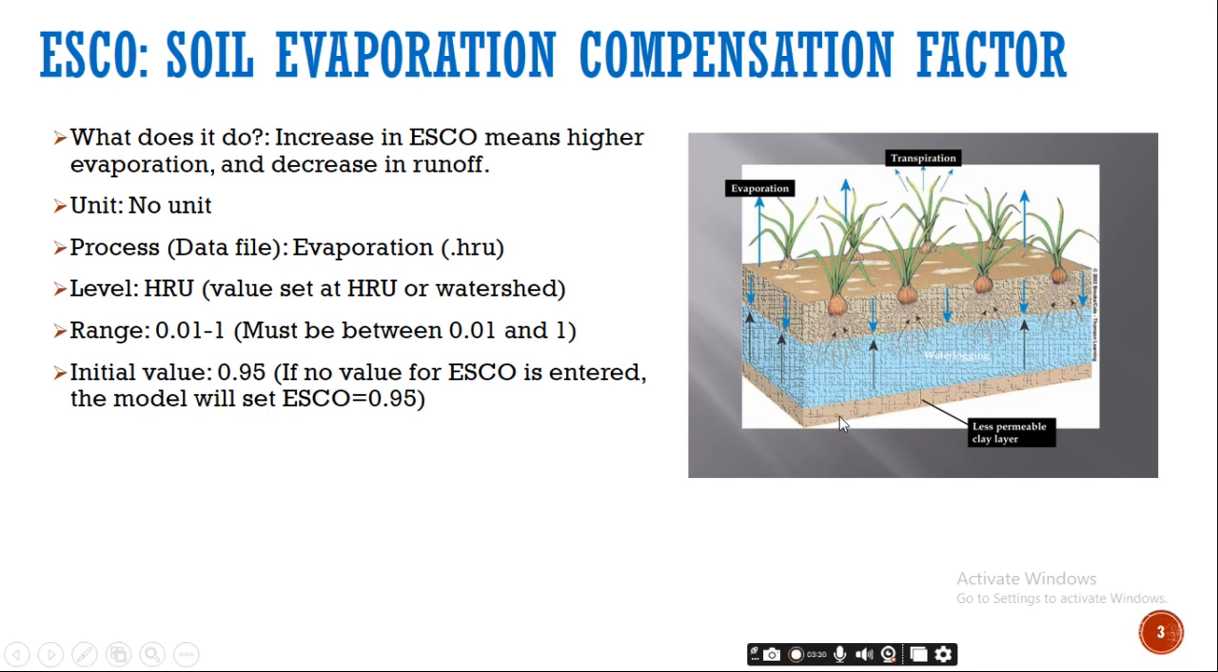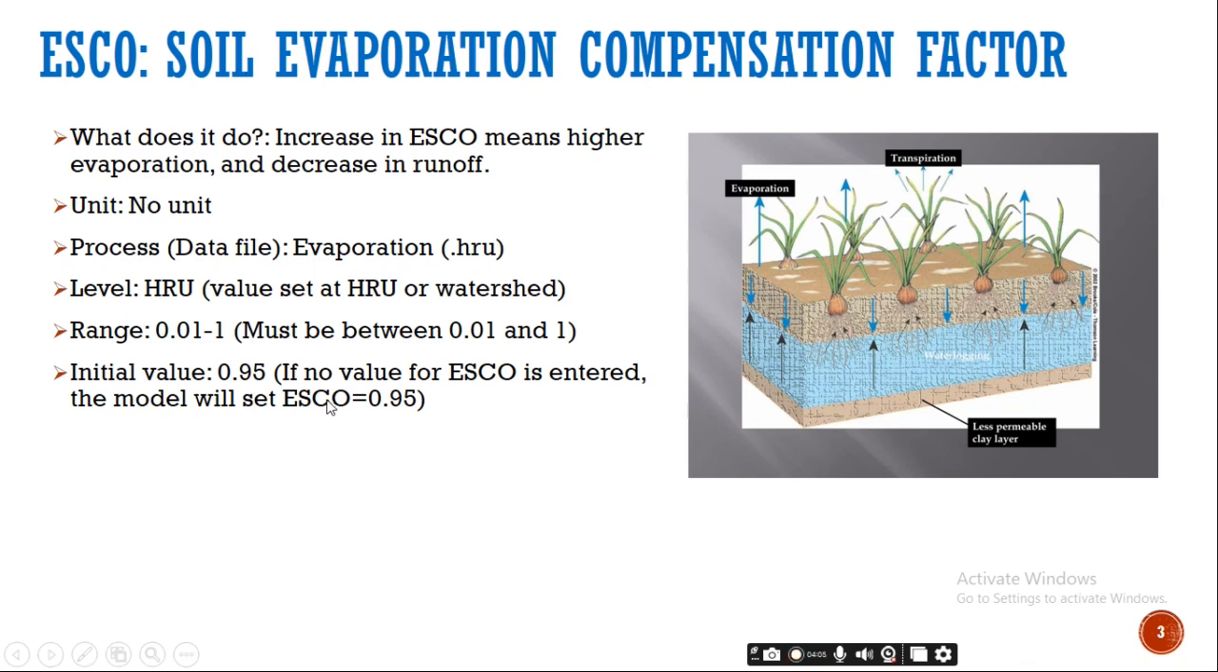Then after that, ESCO. ESCO means soil evaporation compensation factor. It is simply how much evaporation comes from the soil. If we increase ESCO, it means higher evaporation and decrease in runoff, and it has no unit. It processes the data in the evaporation HRU file, the level is HRU, and the recommended range is 0.01 to 1. Its initial value is 0.95.